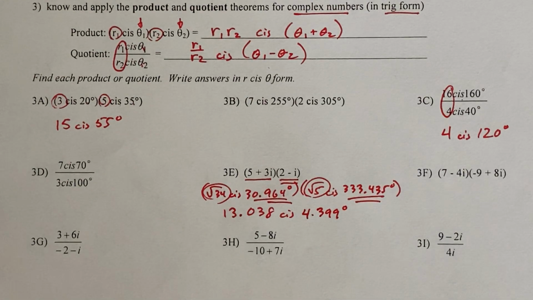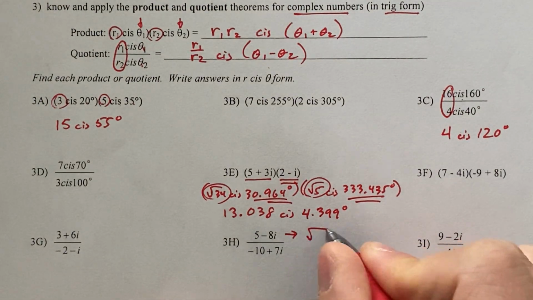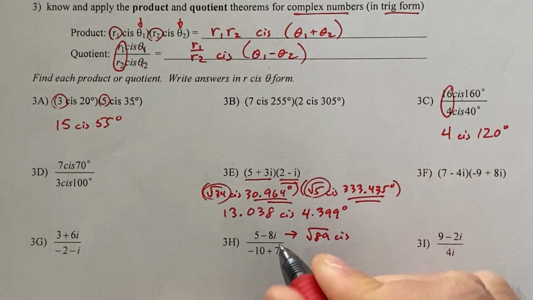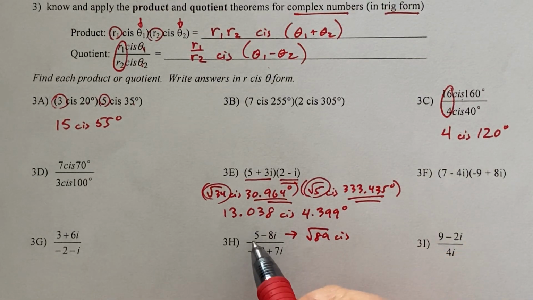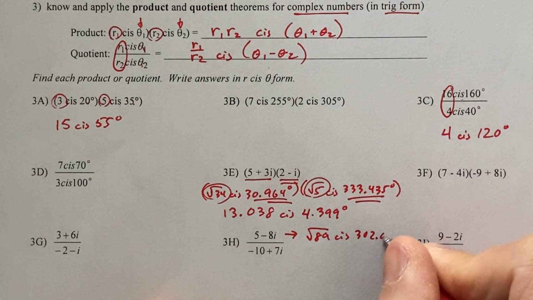Okay. All right. Same thing here. The worst part is converting this into its trig form. So if I magnitude that, if I arctangent -8 over 5 in quadrant 4, I should have 302.005.